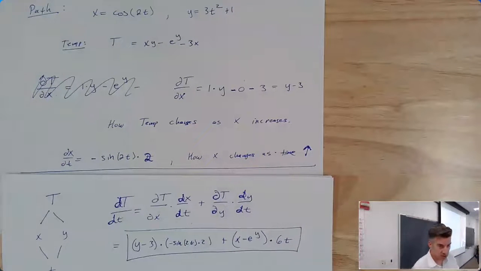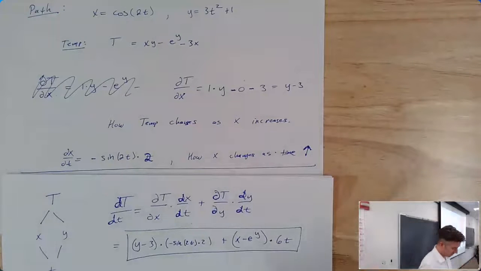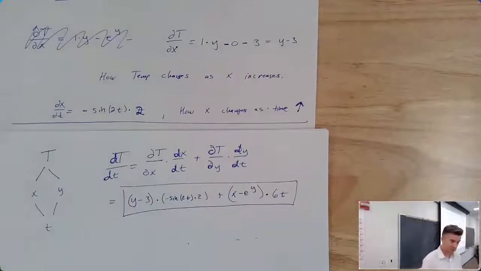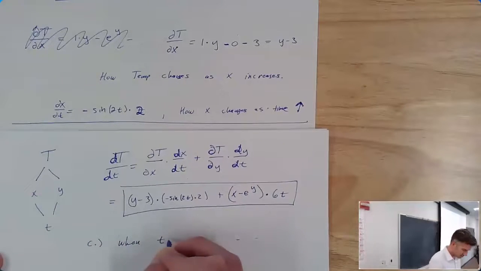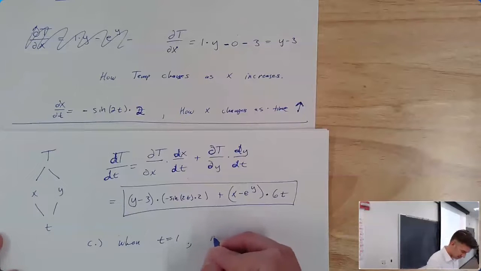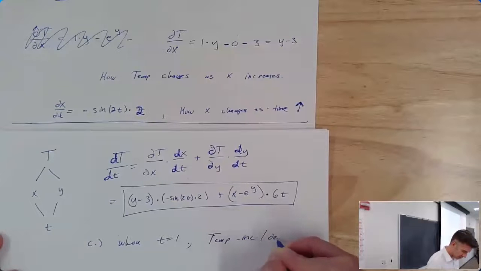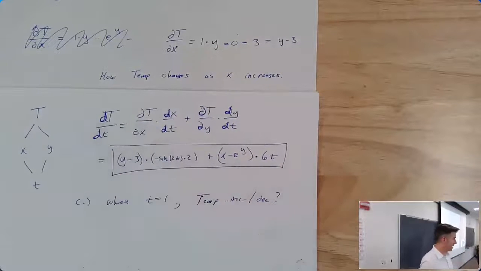Okay. Well, I was going to say, if they were going to ask us to find another point, you would plug in t equal to whatever and find x, y. But they are asking us to do that, so let's go and do it. Part C here says, when t equals 1, are we experiencing an increase or decrease? So is temperature increasing or decreasing? Meaning, is our derivative positive or negative?